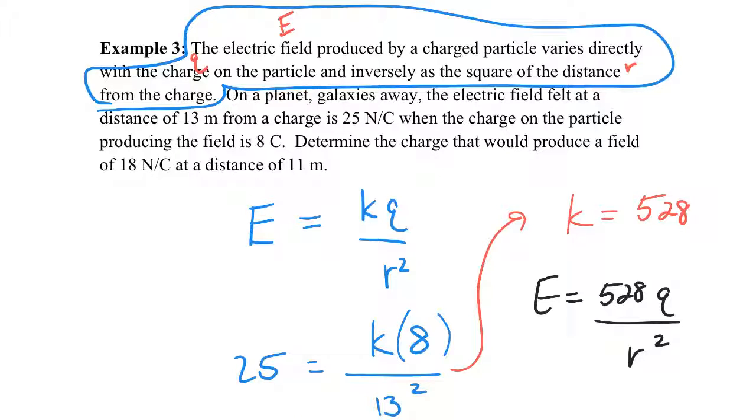Determine the charge that would produce an electric field, that goes in here, of 18 newtons per coulomb. Determine the charge. That means we're finding out what Q is. Determine Q. If the electric field is 18 at a distance of 11 meters. Plug 18 in for E, plug 11 in for R, and solve for Q. That's it. Around 4.1 I wrote down, so I must have rounded. 4.125 to be exact, sounds right.